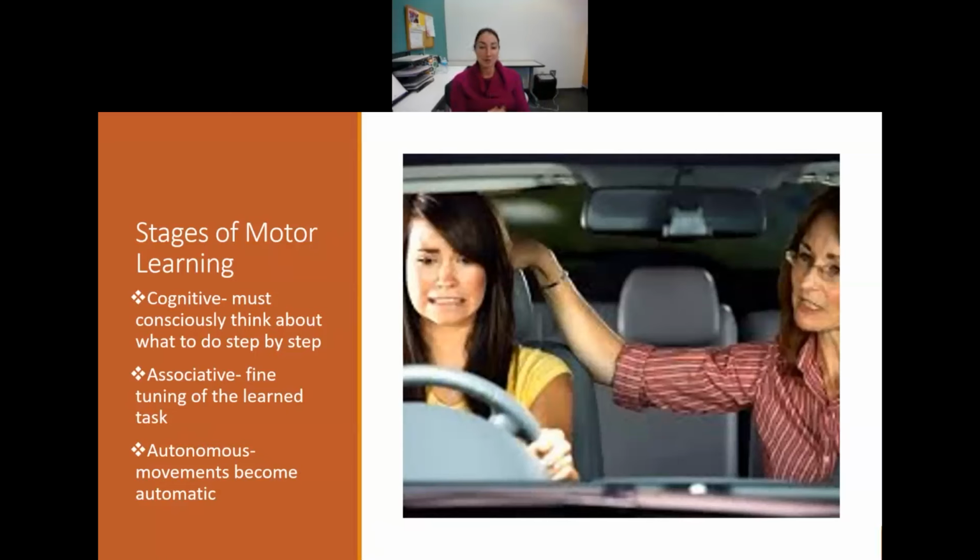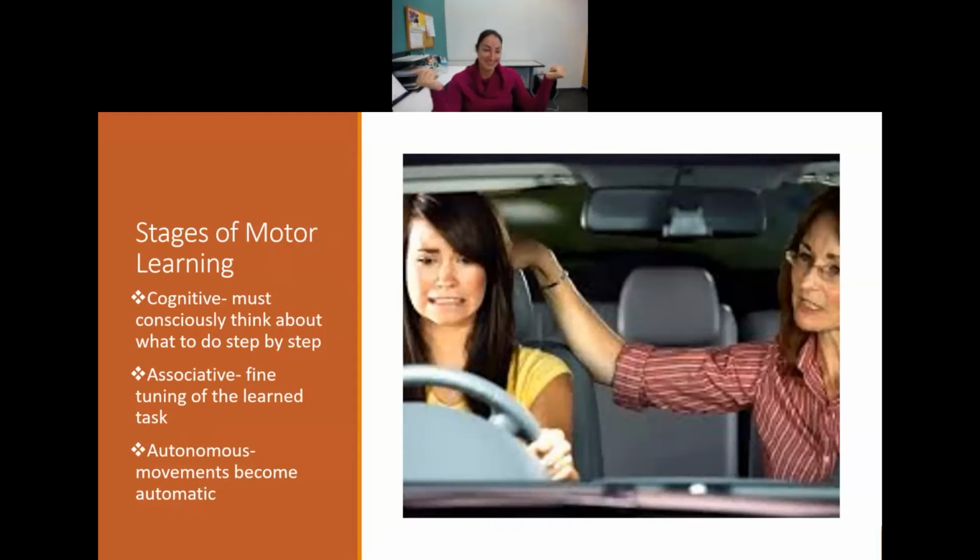Versus associative, you start fine-tuning the learned task. So now I remember where my hands go, I remember what my foot does, but I have to kind of remind myself how far to turn the wheel or when to look this way or whatever. With autonomous, then the movement becomes automatic. So once you've learned to drive, you've been driving for years, you start thinking about other things. I need to do this, I need to do that. You look up and you're in the Walmart parking lot and you're like, oh, I don't even remember driving here.